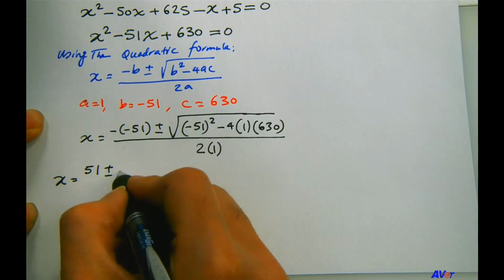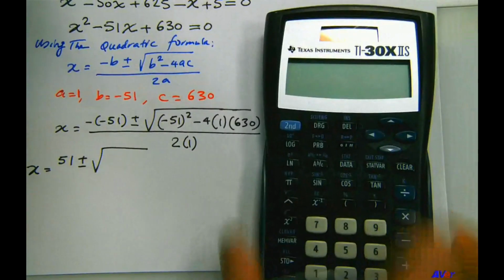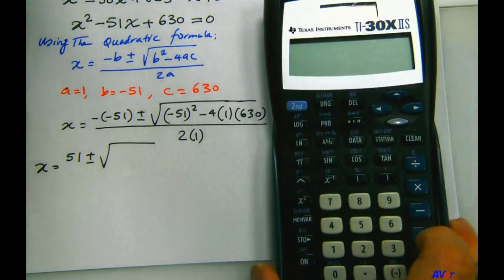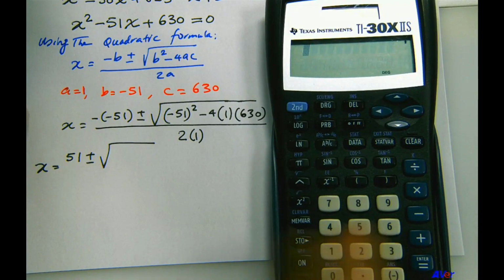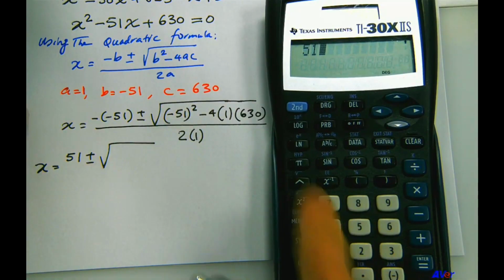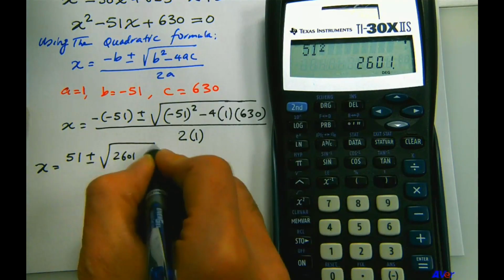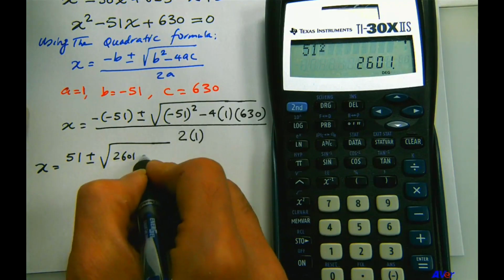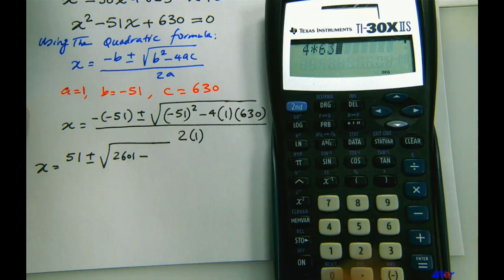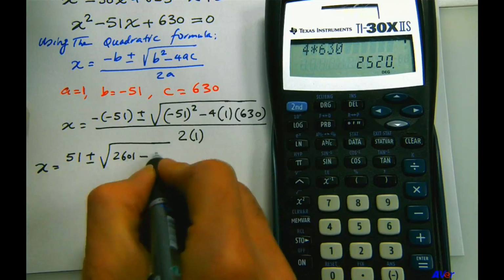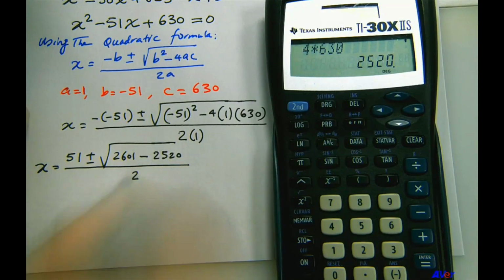Let's see what we get here. I'm going to need my calculator. Let me see if I can put everything on the screen here. Yep, that should be good. So we have 51 squared, which is 2,601, minus 4 times 630, which is 2,520, divided by 2, right?